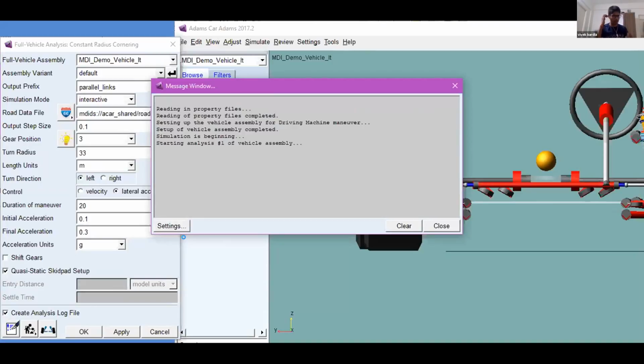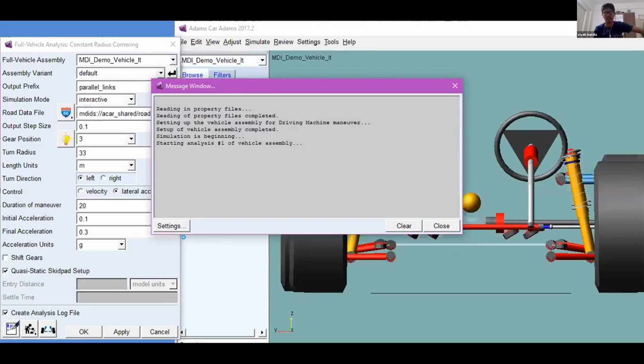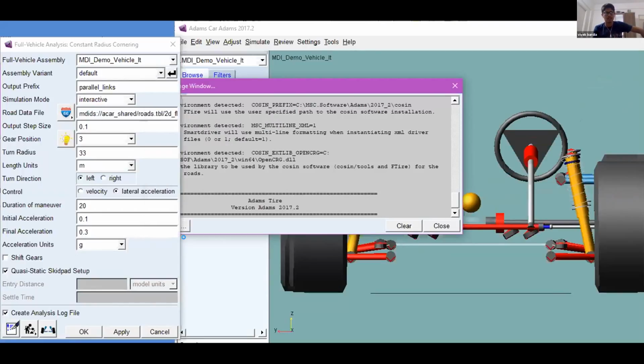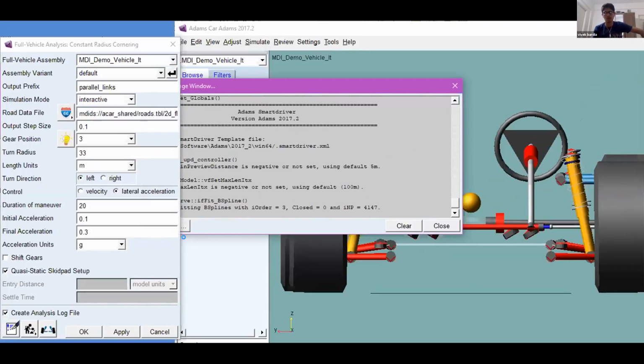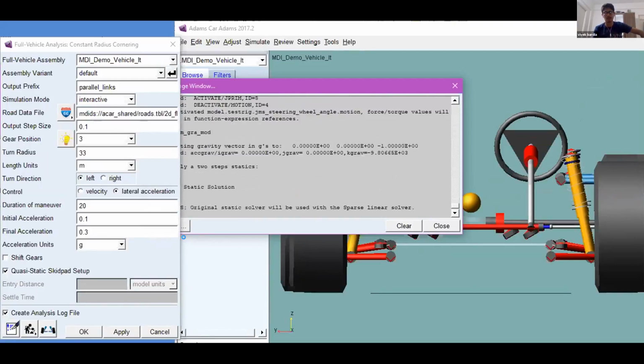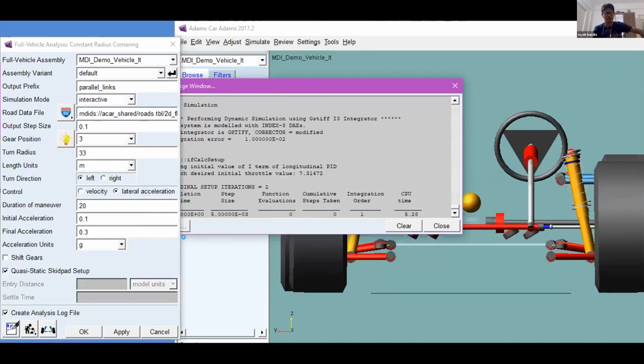Let's see what is the amount of camber angle that we have. And then we will go to converging links, which produce a better camber recovery. And let's see what's happening.